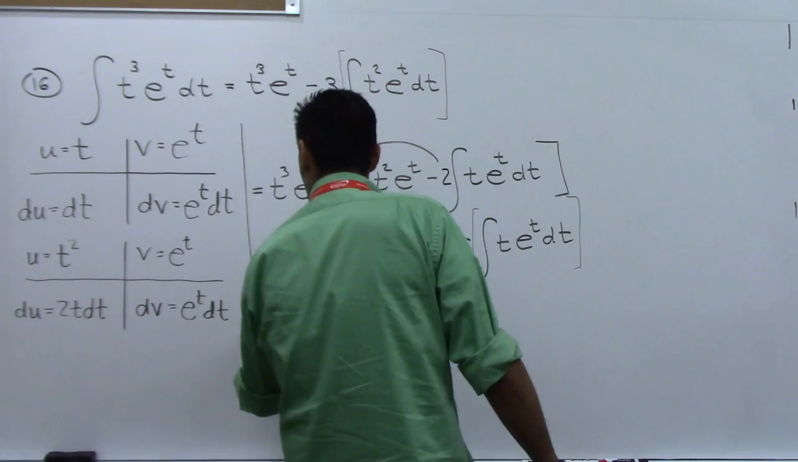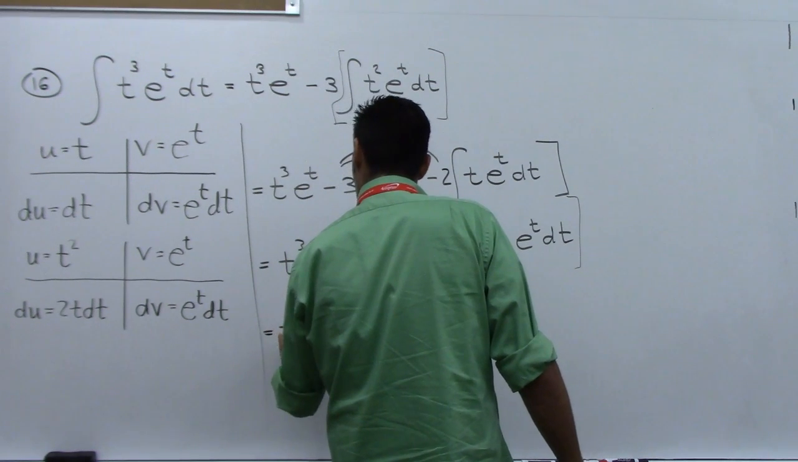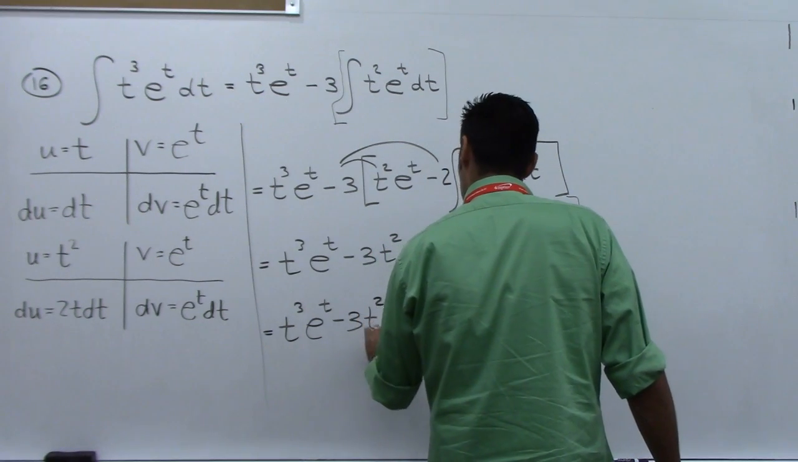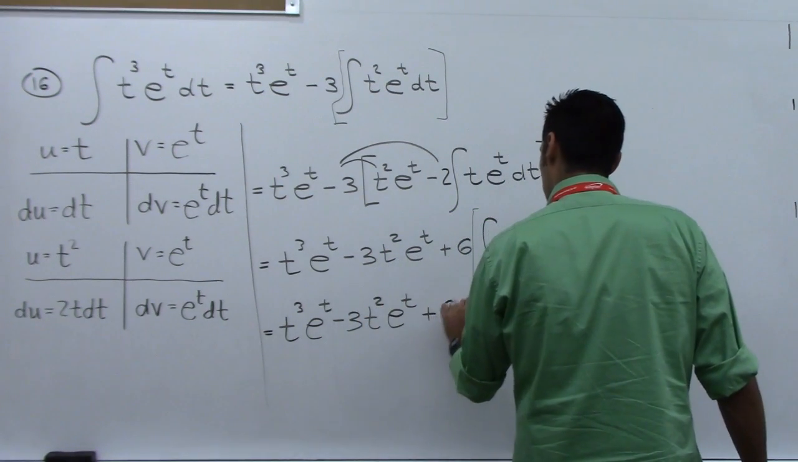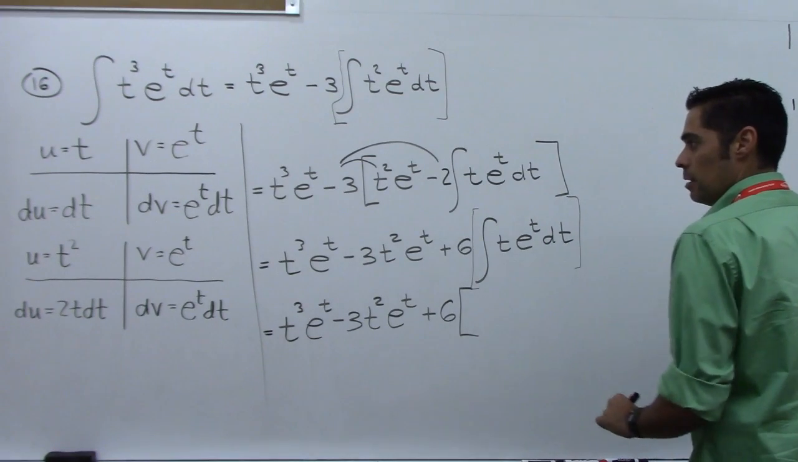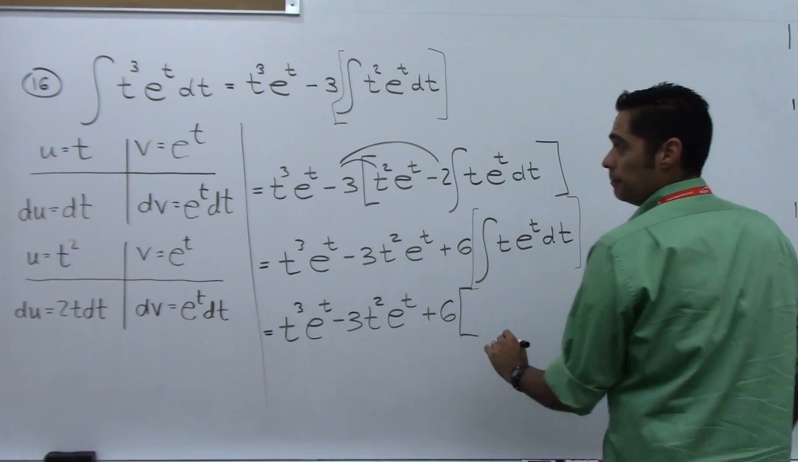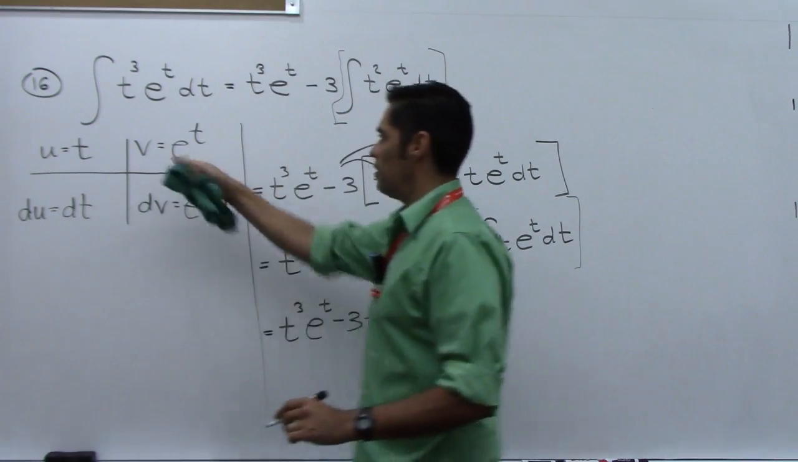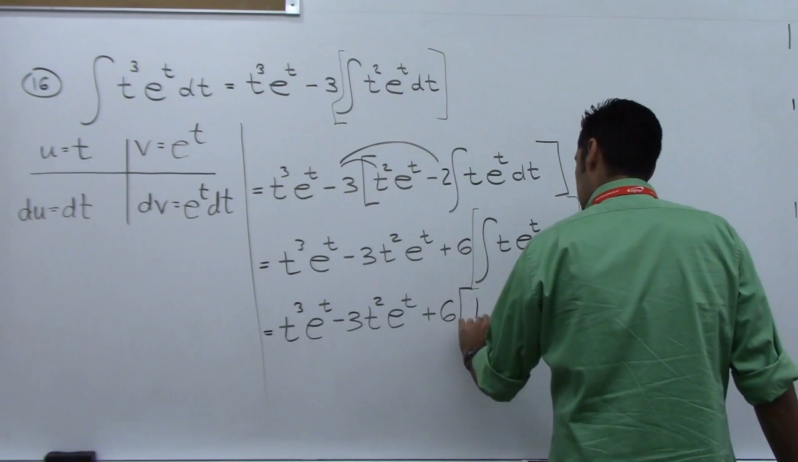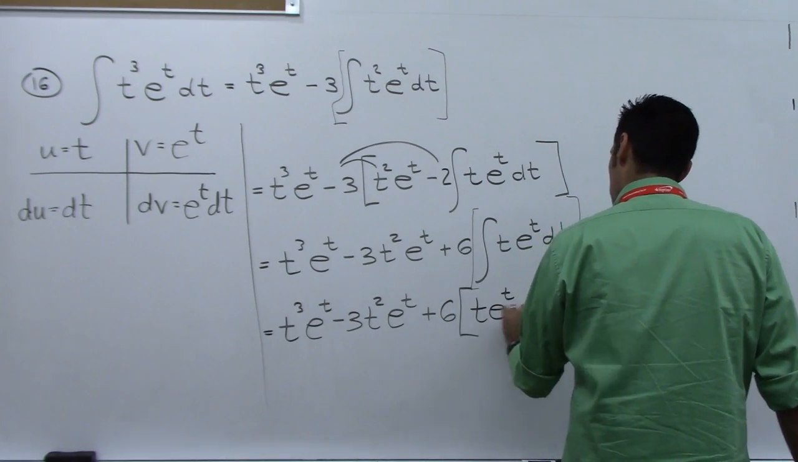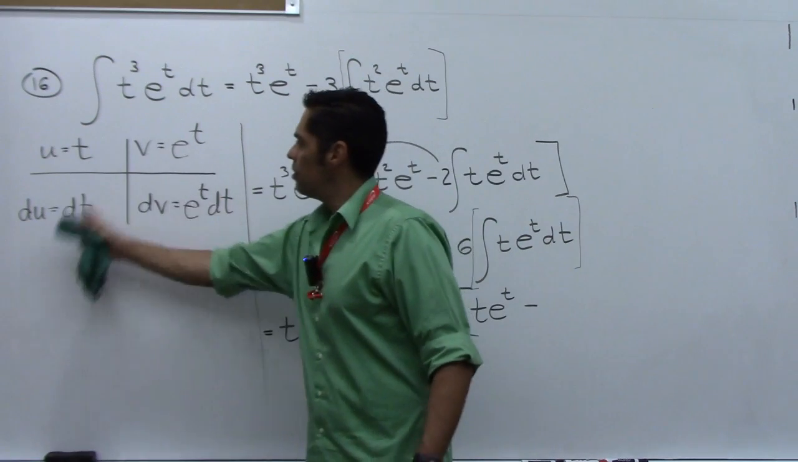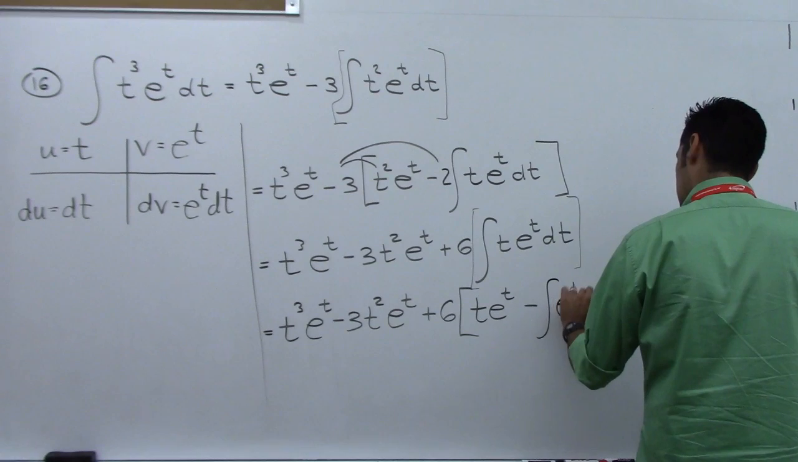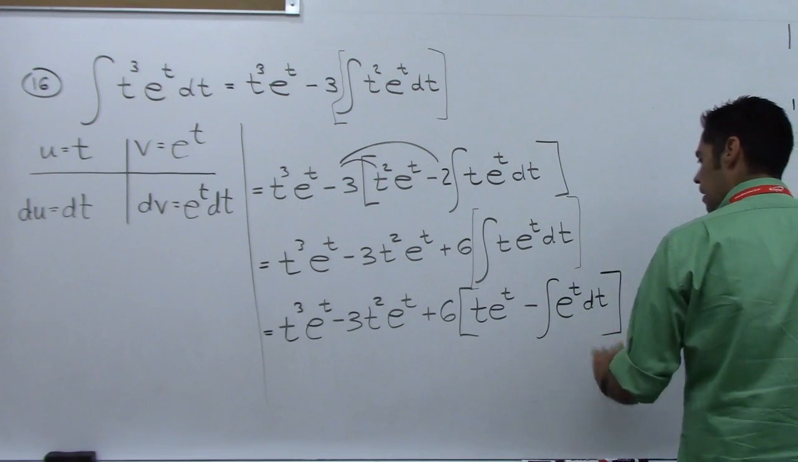So this becomes t cubed e to the t minus 3t squared e to the t plus 6 bracket, now uv minus integral v du. We're going off this table right here. Let me get this one out of here so I don't accidentally look at it. So that one up there, we're doing t e to the t minus integral v du. That is just this right here, so it's just integral e to the t dt. And I'm done there. And that's it.